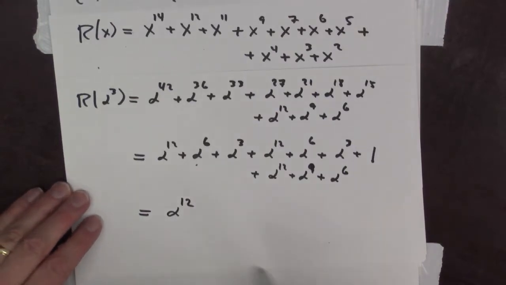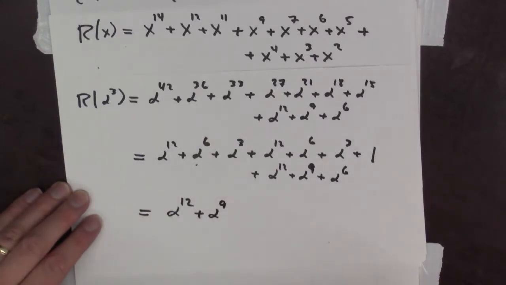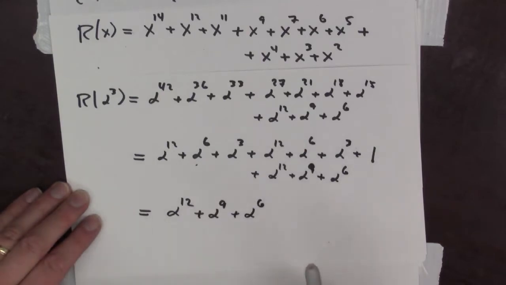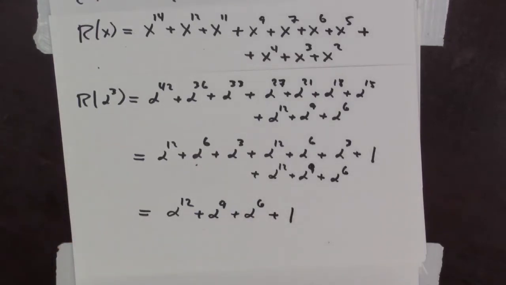How many alpha 9s do we have? 1 alpha 9. How many alpha to the 6 do we have? 1, 2, 3. So just 1 alpha 6. How many alpha cubes do we have? 1, 2. That's no alpha cubed, and then plus 1. So we only have alpha 12 plus alpha 9 plus alpha 6 plus 1.